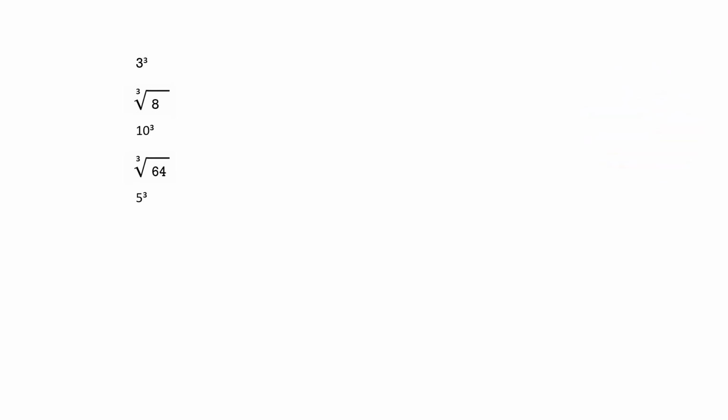Okay, our first one then, 3 cubed is 3 times 3 times 3. So 3 times 3 is 9, times 3 is 27. Our next one is the cube root of 8, so that's something times something times something equals 8. And hopefully we remember from what we just wrote, 2 times 2 times 2 is going to be 8.